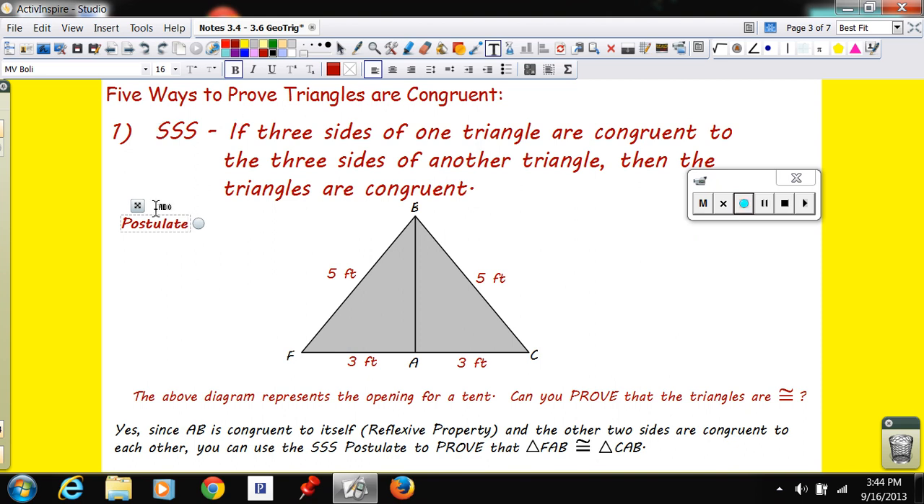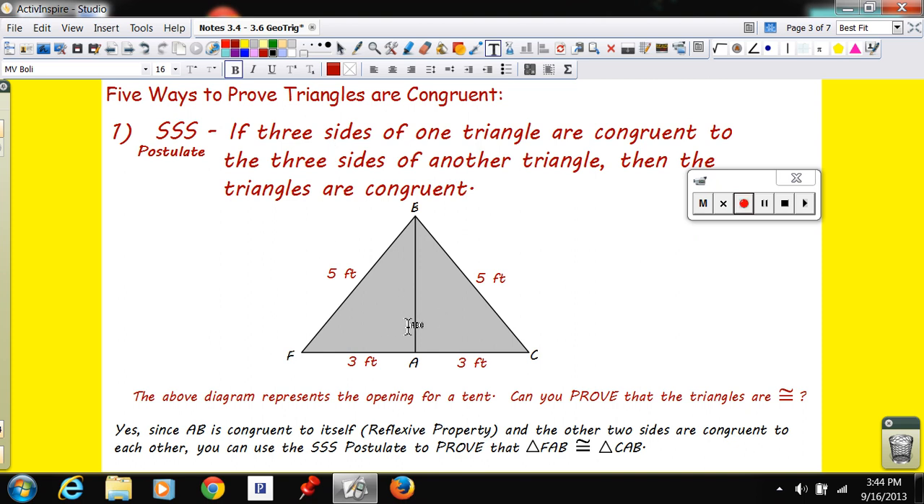I don't know if you remember what a postulate is, but a postulate is a statement we can accept without proof. We don't have to prove it, it's just true. If you have 3 sides of one triangle congruent to 3 sides of another triangle, the 2 triangles are congruent. It's not something you have to prove.